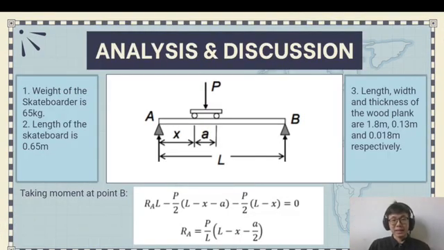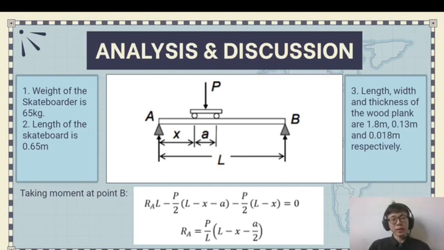Hello, my name is Eng Sao Tang. I will continue presenting the part on analysis and discussion. This figure shows a skateboarder crossing a plank. The weight of the skateboarder is 65 kg and the length of the skateboard is 0.65 meter. The length, width, and thickness of the wood plank are 1.8 meter, 0.13 meter, and 0.018 meter respectively.